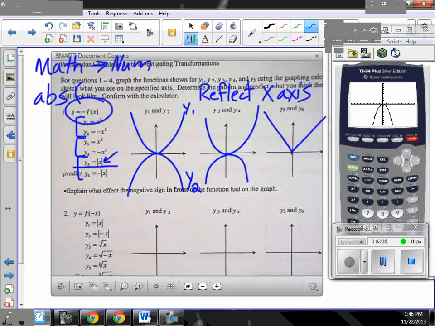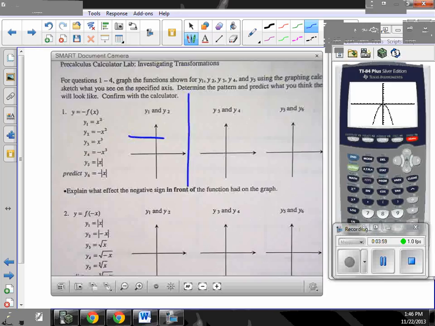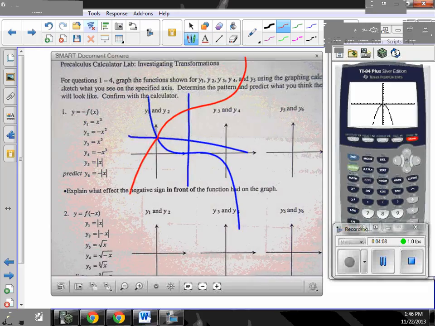the reflect the x transformation is going to make it look like that. Now, if you look at a function and you change all of the signs in the function, that will have the effect of reflecting the graph about the x-axis. Well, what if the graph looked like this? Well, when you reflected it, it would then look like this. So it just folds over the x-axis.